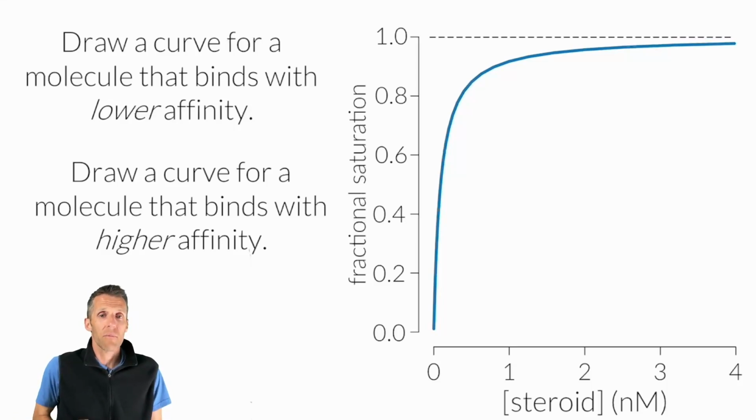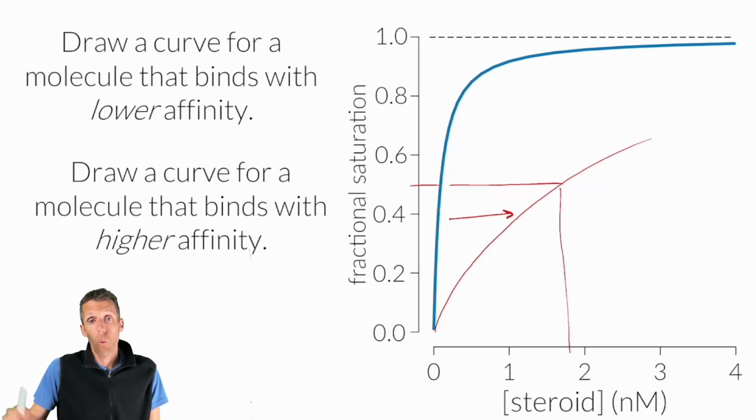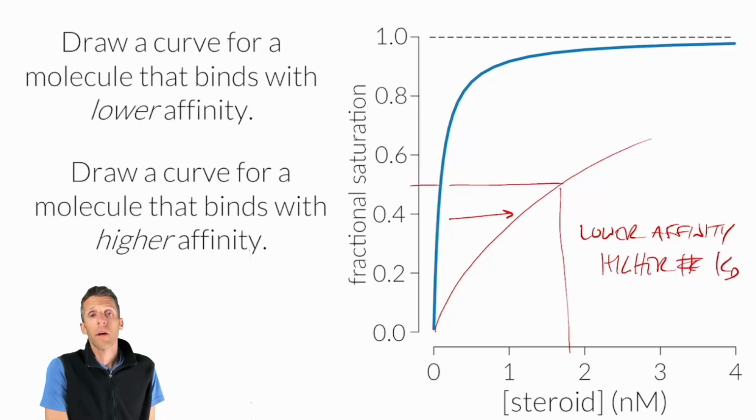Assuming you did that, we paused and unpaused. The lower affinity means it's going to take a higher amount of the molecule to make it bind. So the curve is going to shift to the right. The KD is going to be higher, because it takes more of the molecule around to see binding. So this is the lower affinity case: higher KD.